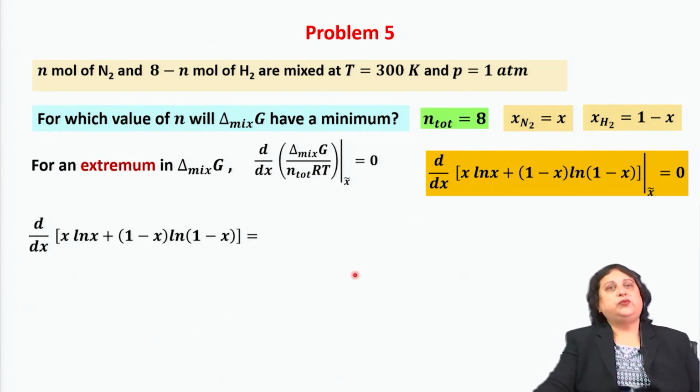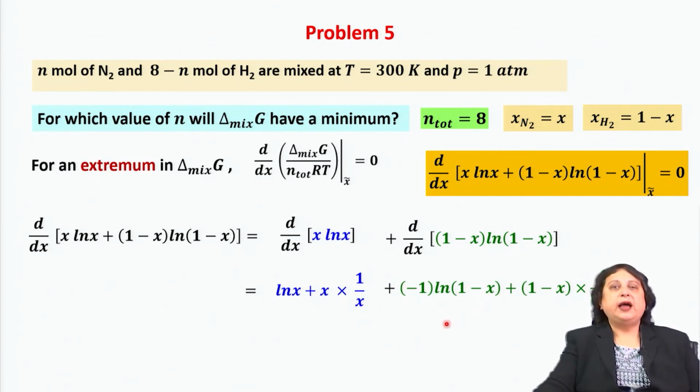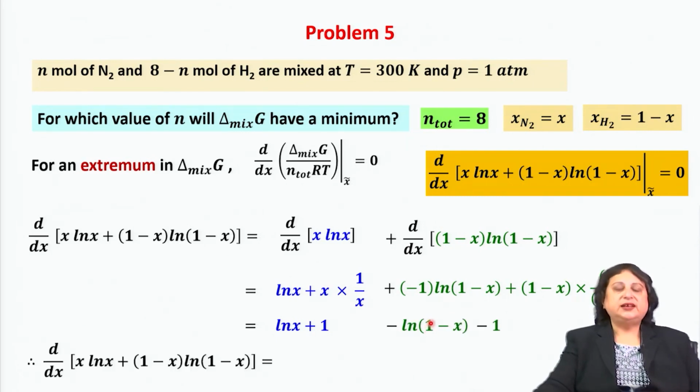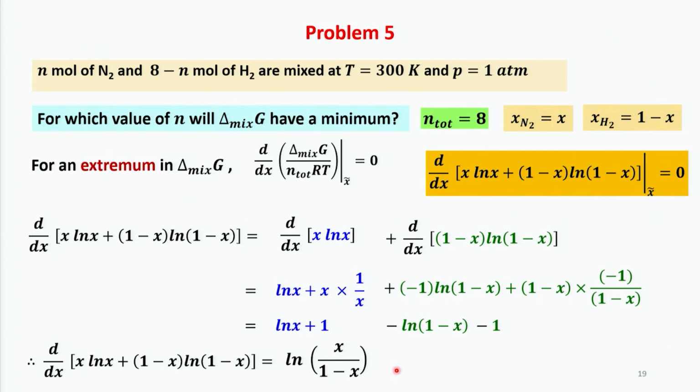So, in order to do this, what we do is, we try to find out d/dx of x ln x plus 1 minus x log of 1 minus x. And it is a little algebra which very easily tells you that now you have to take derivative of x ln x separately from the second term, and if you do the derivative, it turns out that you have a very simple expression. Okay. So, the final answer to this derivative is logarithm of x divided by 1 minus x.